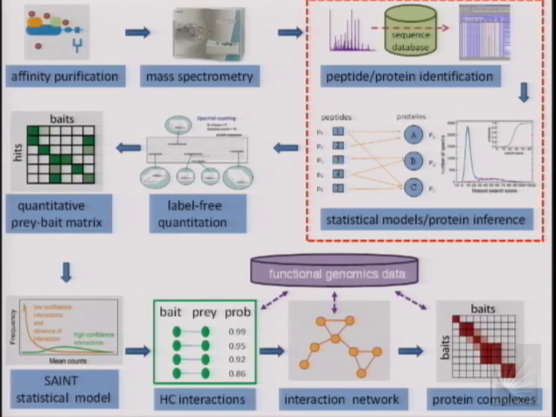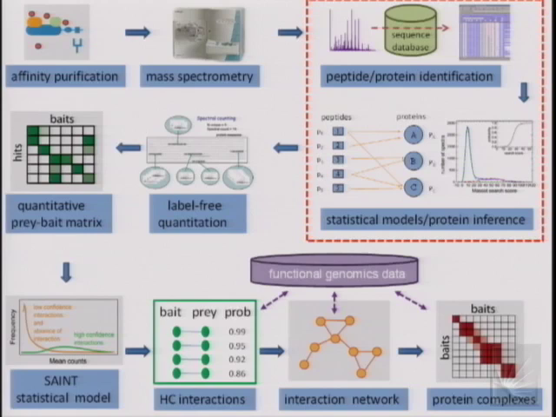So this step of peptide protein identification consists of, again, several sub-steps. The first one is to identify peptides from MS/MS spectra by searching databases, which is done using computational tools such as SEQUEST and Mascot that they already mentioned. The next step is assignment of confidence scores to all peptide identifications produced by the search engines.